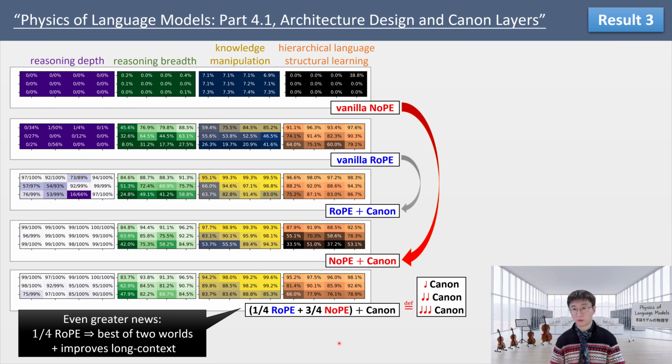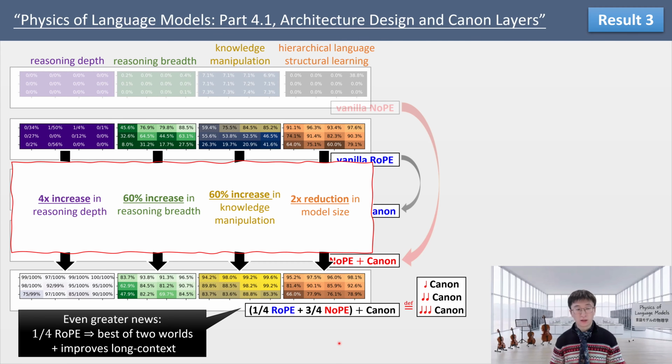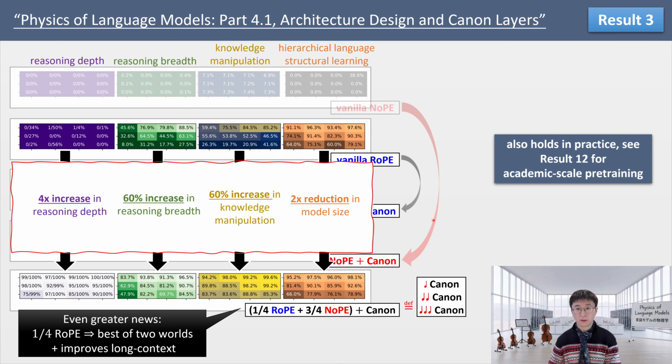So this is our result number 3, and this is the overall performance gain you can get just from the original RoPE. We are also going to revisit this in the last result, result 12, at which point we're going to see that in real-life pre-training, on the academic scale, you're also going to see the same phenomenon. That is the final architecture choice we are going to advocate in terms of transformers.